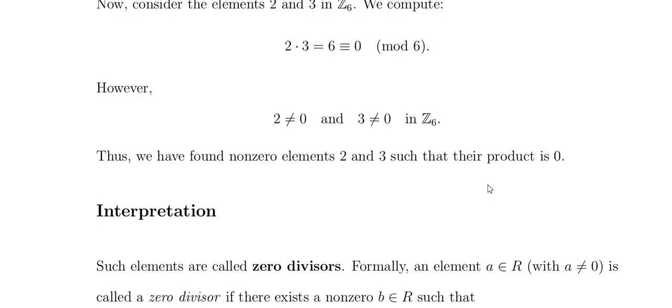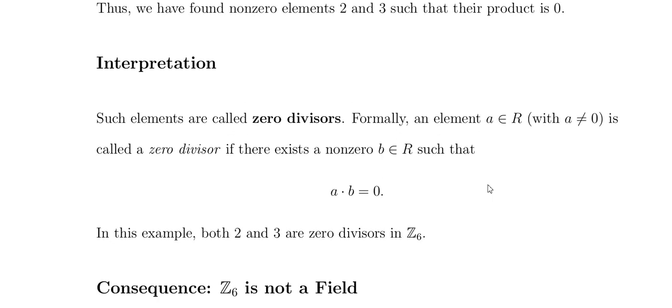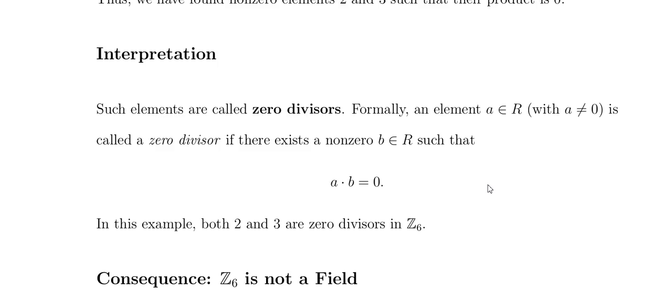Such elements are called zero divisors. For a non-zero element a belonging to R, called a zero divisor, there exists some other non-zero element such that the product of the two non-zero elements is equal to 0. Then that element is called a zero divisor.